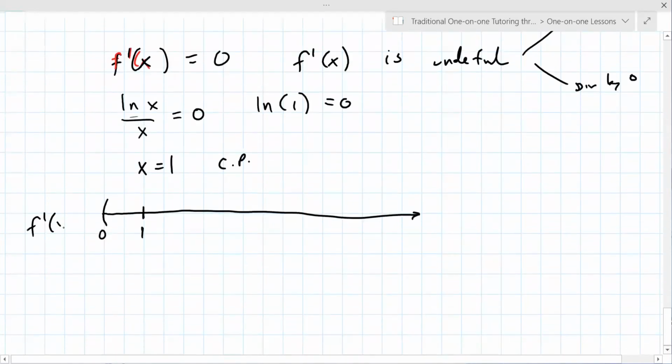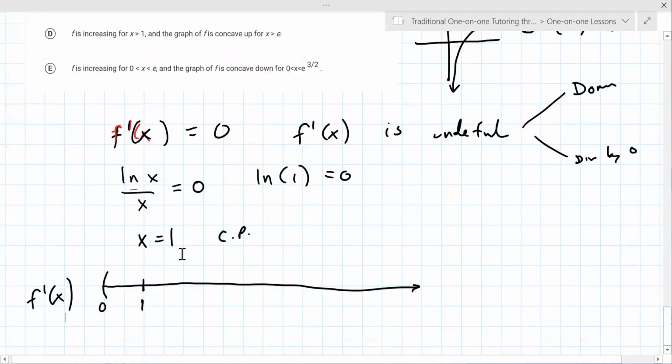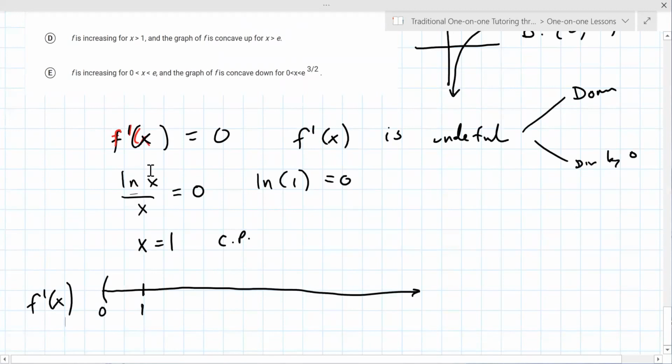Pick 10. The natural log of 10 is a positive number, and a positive over a positive is positive. So that's positive here. Pick 1/2. The natural log of 1/2 is negative, because the breakpoint is at 1. Anything less than 1 but greater than 0, its natural log is a negative number. Negative over 1/2, negative over positive, is negative.